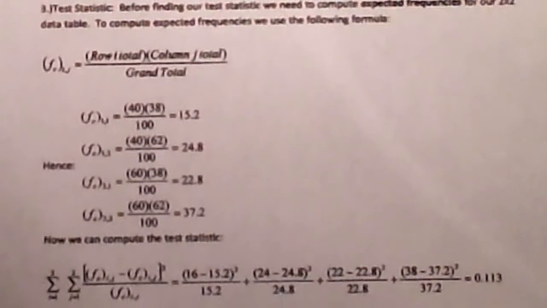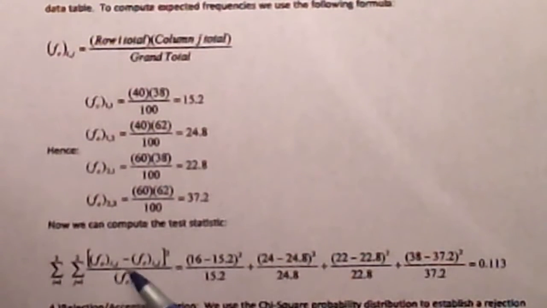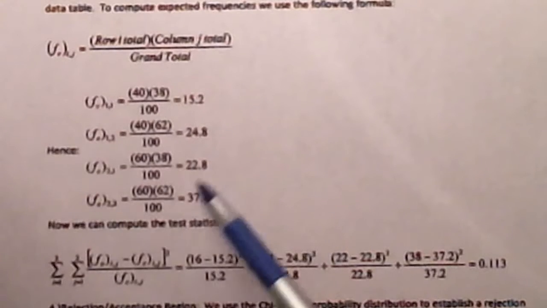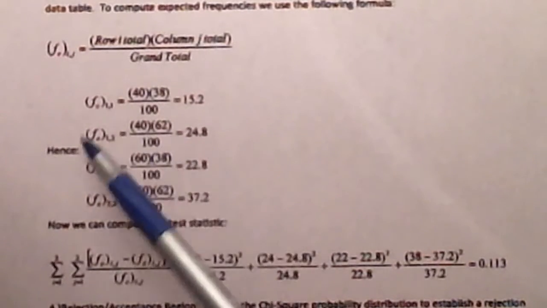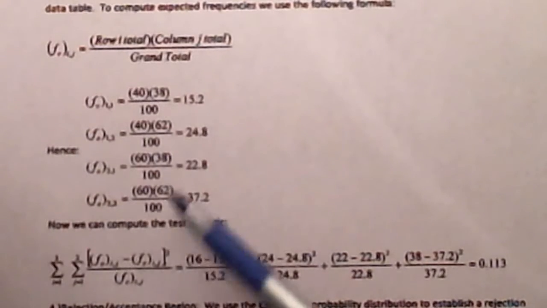So the idea behind this test, ladies and gentlemen, is to see what sort of difference we have between our observed frequencies and our expected frequencies. Now, these expected frequencies are under the assumption that the null hypothesis is true, that the two categorical variables of interest are independent of each other.